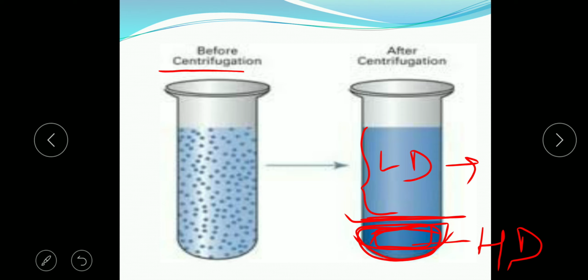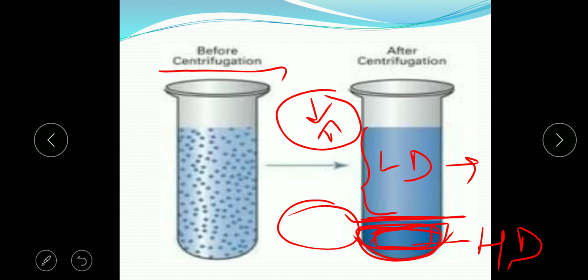Now why is it known as centrifugation? In mechanics or physics you will study that there are two types of force. There is centripetal force and there is centrifugal force. When the force is acting towards the peripheral region, away from the center, that is known as centrifugal force. And when the force is acting towards the center, then it is known as centripetal force. So here the force is acting away from the center. That is why it is centrifugal force, and this process is centrifugation.